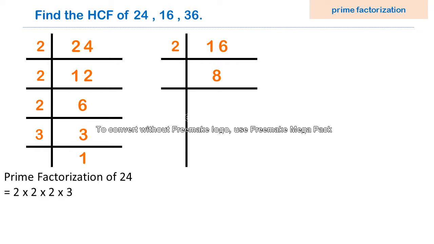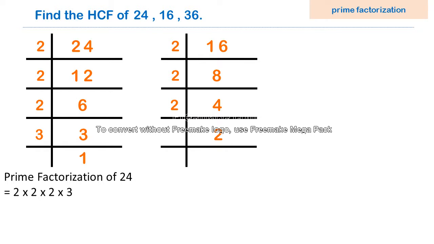Again, 8 is an even number, so we divide 8 by the smallest prime number 2. So write 2 to the left of 8 and divide. We get 4. So write 4 below the 8. Again, 4 is an even number, so we divide 4 by the smallest prime number 2. So write 2 to the left of 4 and divide.